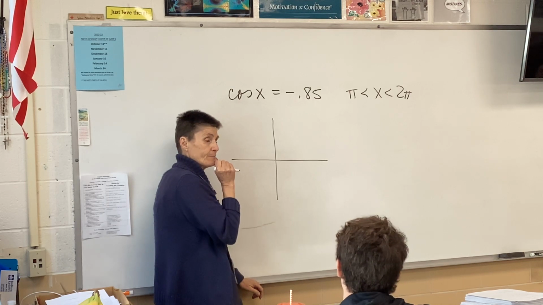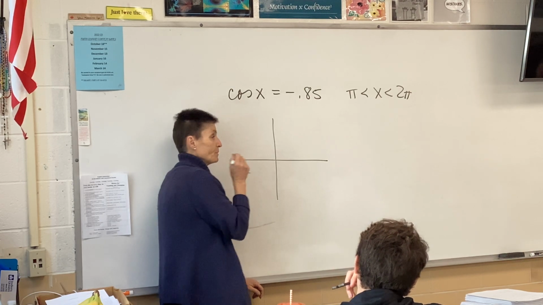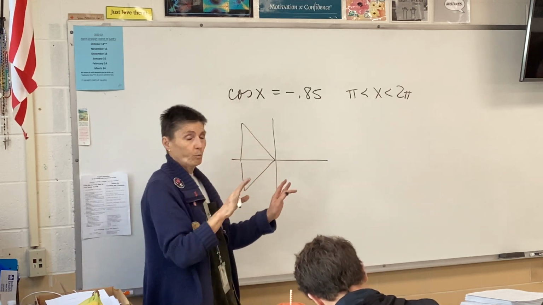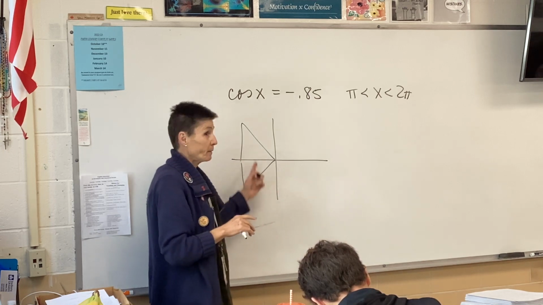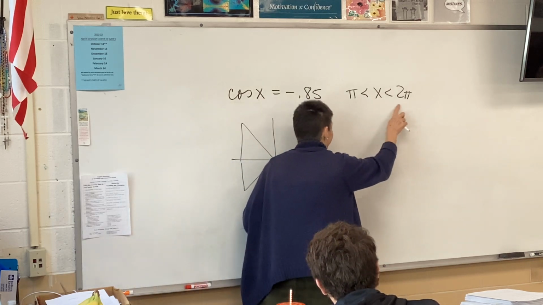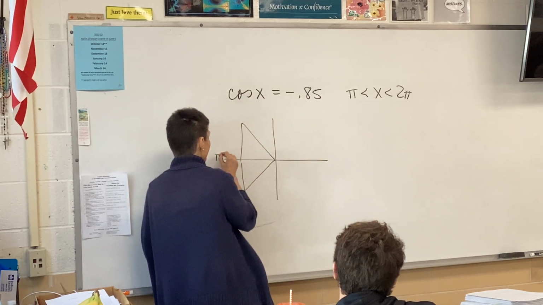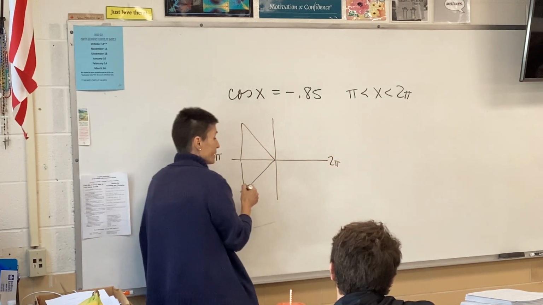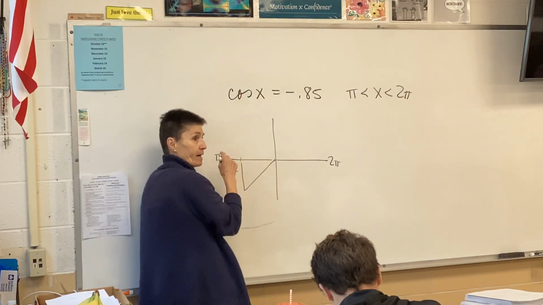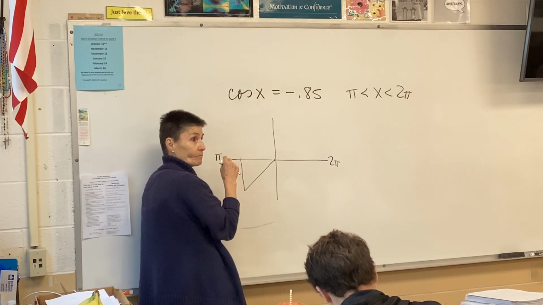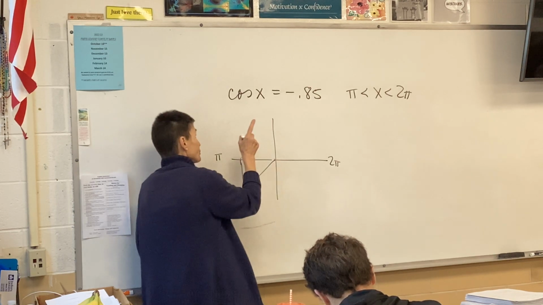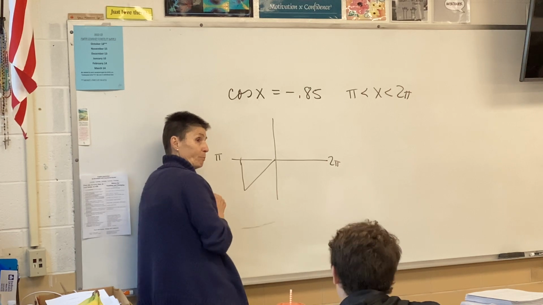Cosine is which letter? X. Where is X negative? 2, 3. Here or here, right? So whatever answers I come up with, this would be the only place the cosine could be negative. However, keeping in mind this is pi and this is 2 pi, this isn't going to count, is it? That's not in the right area. Would you agree with that? So now I got to find the angle whose cosine is negative 0.85.